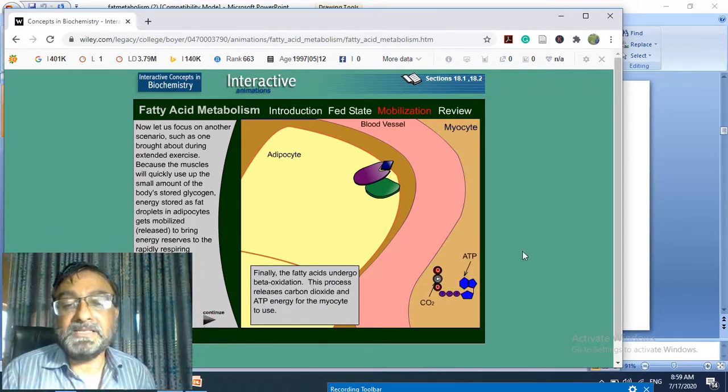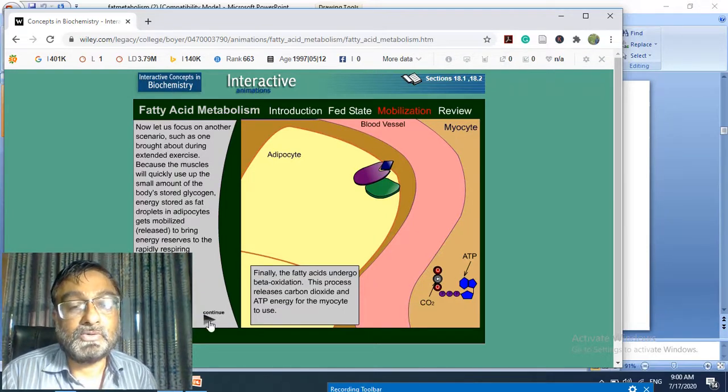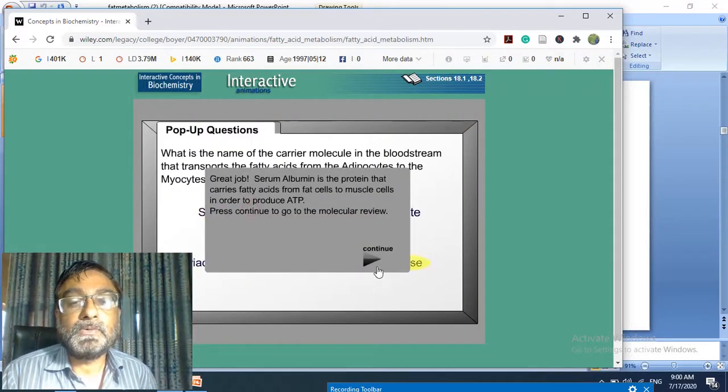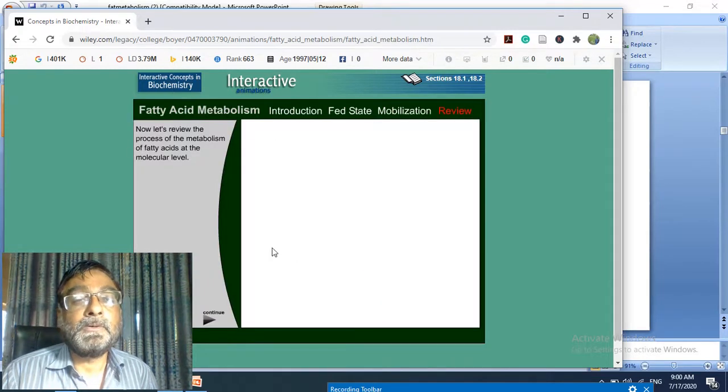And here, as I told you earlier, in the myocyte the fatty acids will go into the mitochondrial region, and beta oxidation will oxidize them and provide the energy. Okay, now review all of that process.